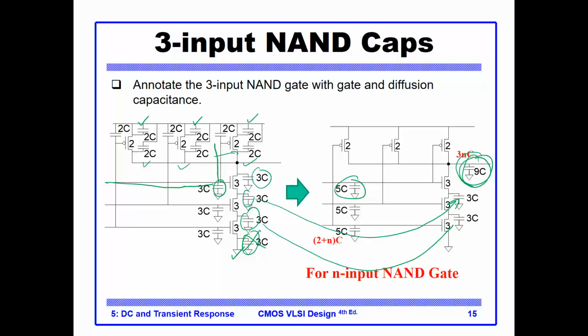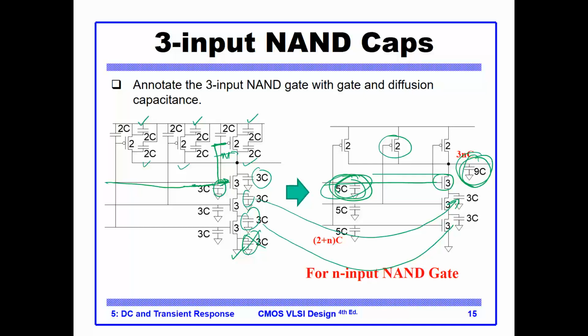Now the input capacitance here, this is not the gate though. For the input, I should have a gate of 2C plus a gate of 3C. That explains the 5C for every gate here, because every input sees 3C from the NMOS and 2C from the PMOS.